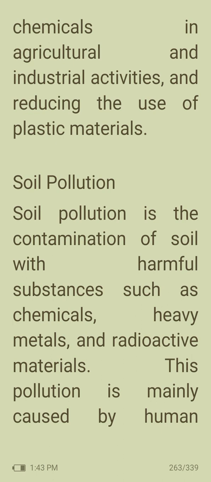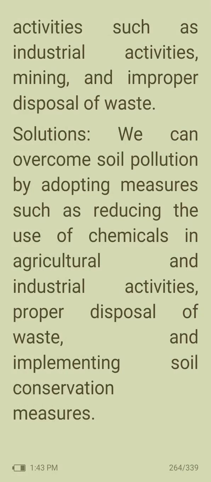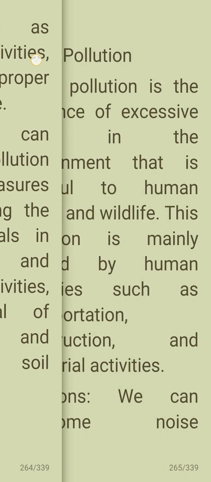Then soil pollution. Soil pollution is the contamination of soil with harmful substances such as chemicals, heavy metals, and radioactive materials. This pollution is mainly caused by human activities such as industrial activities, mining, and improper disposal of waste. Then solutions. We can overcome soil pollution by adopting measures such as reducing the use of chemicals in agricultural and industrial activities, proper disposal of waste, and implementing soil conservation measures.